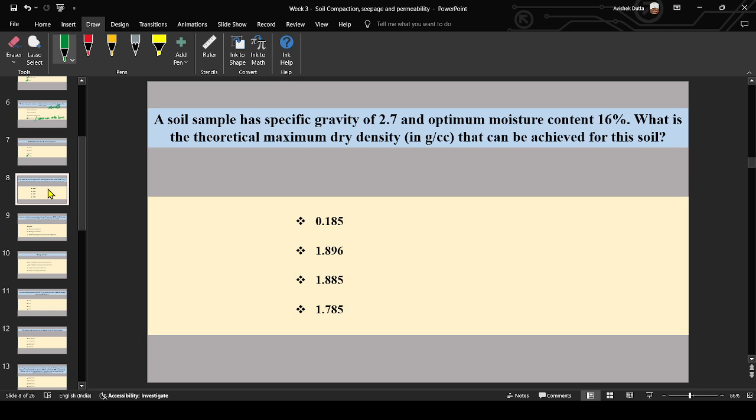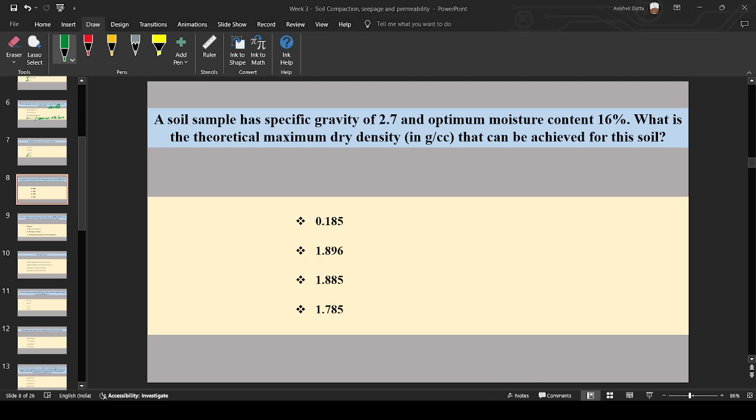A soil sample has specific gravity of 2.7 and optimum moisture content of 16%. What is the theoretical maximum dry density that can be achieved for this soil? What is the answer? Anyone has solved this question?